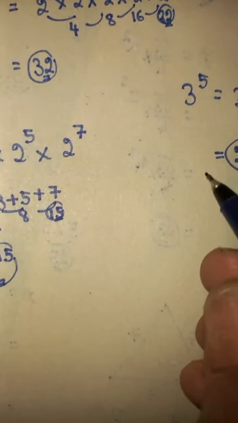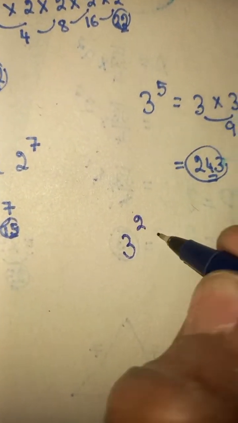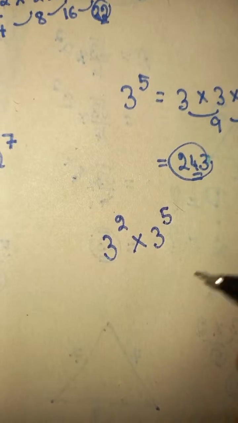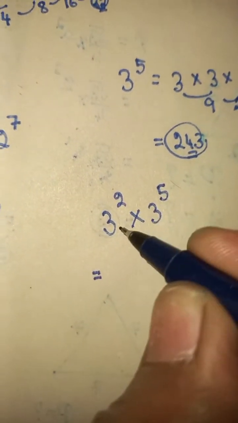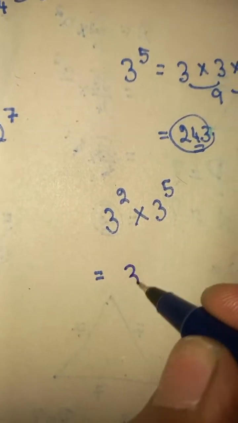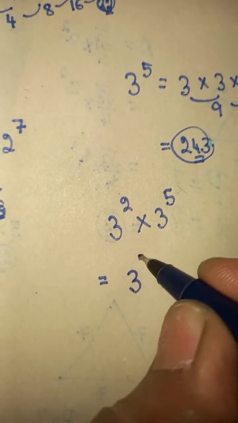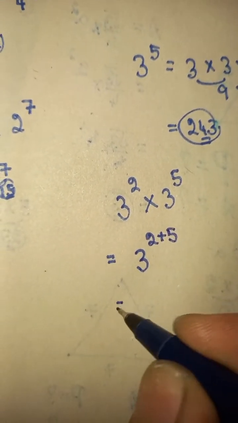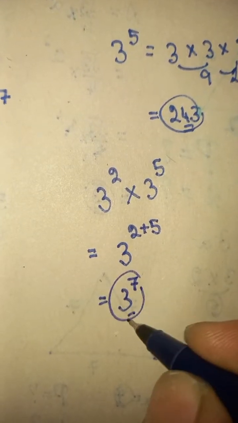Let's take one more problem. Here they are giving 3 square times 3 power 5. Here also both of them have base 3. So you can take 3 as the common base and add up the powers. That is 2 plus 5. So this becomes 3 power of 7.